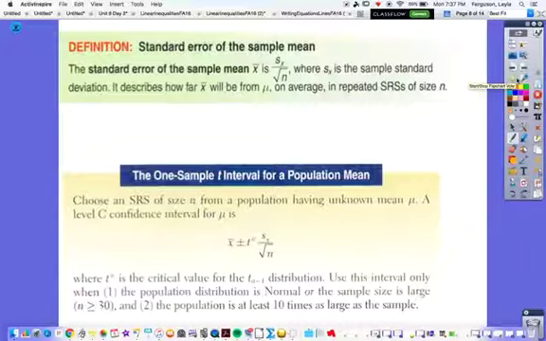Alright, so next we're going to talk about standard error of the sample mean. The standard error of the sample mean, x bar, is standard deviation of x over square root of n, where standard deviation of x is the sample standard deviation. It describes how far x bar will be from mu on average in repeated simple random samples of size n.